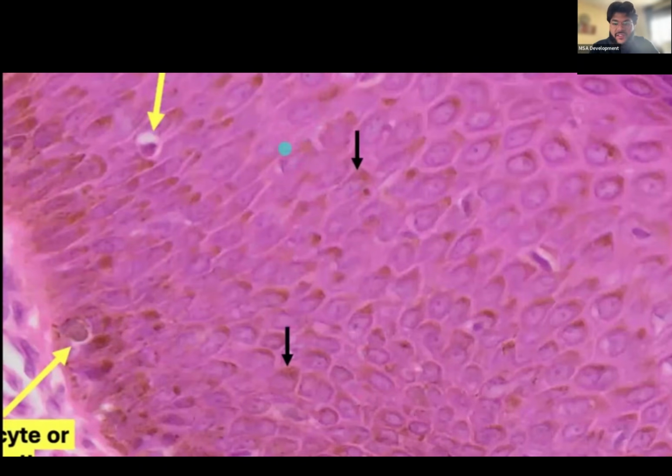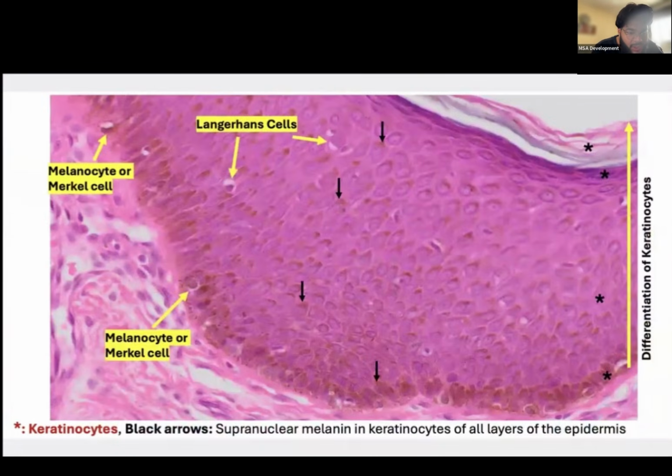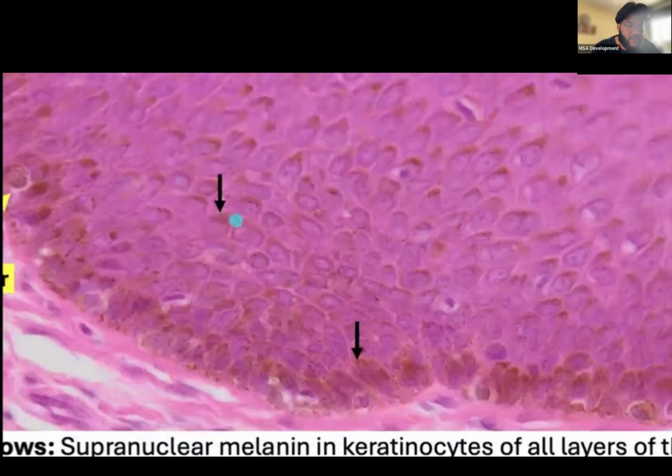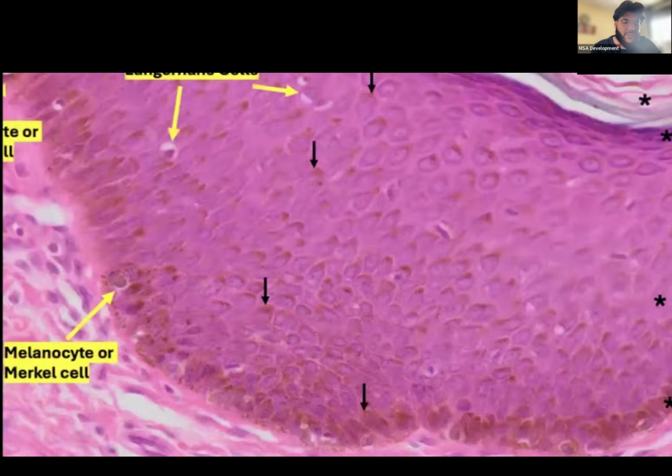Then you have our Langerhans cells, as we said earlier. These are found in our stratum spinosum. You can see that they're more white, so that's how you can remember them. And that's all. So your black arrows show the supranuclear melanin of keratinocytes of all layers in the epidermis. Okay. That's all you need to know for this section. Just remember what the Langerhans cells look like, and just know that the keratinocytes have a supranuclear melanin that's there to protect your nucleus and DNA from damage by UV rays.